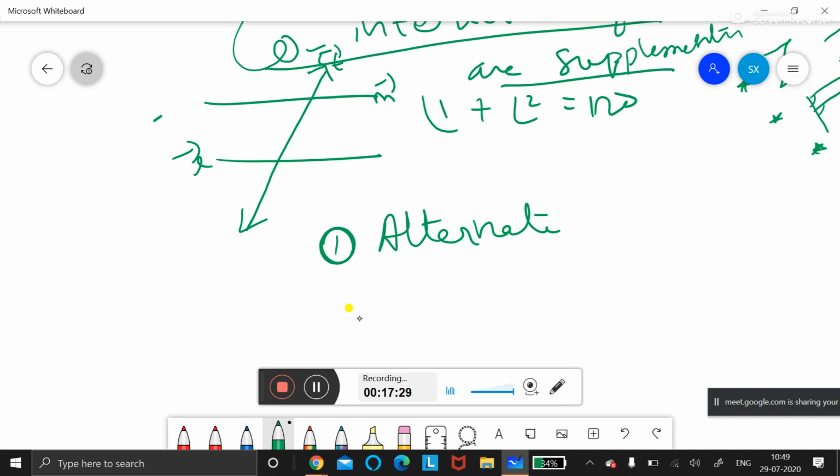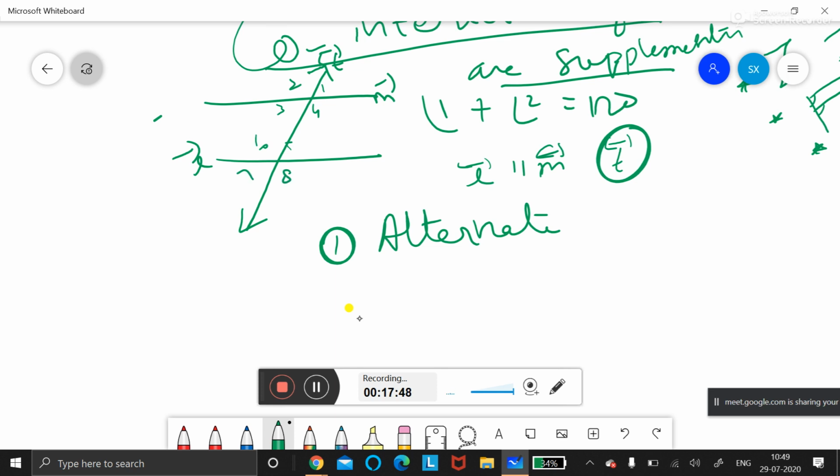So L and M are parallel to each other. Then the following conditions are satisfied, and line T is called the transversal. In that, alternate interior angles are equal. Suppose it forms 8 angles: 1, 2, 3, 4, 5, 6, 7, 8.